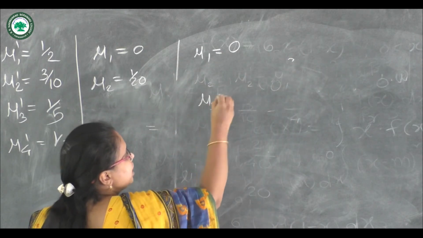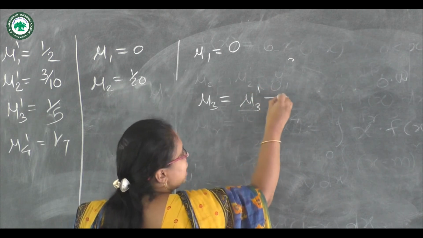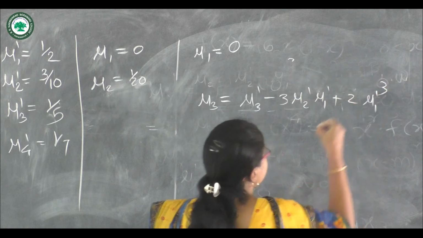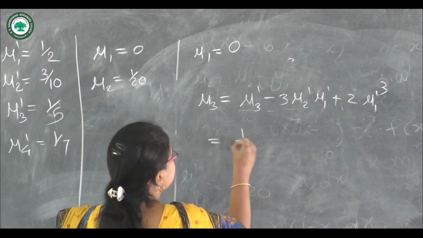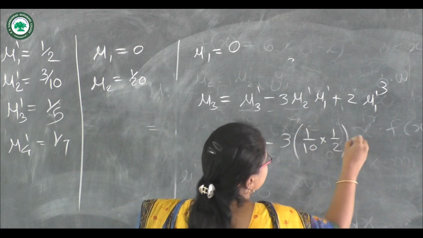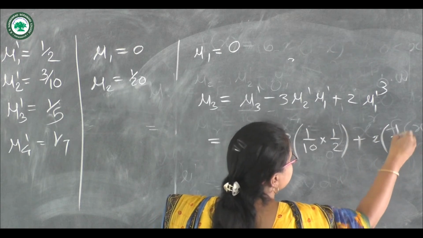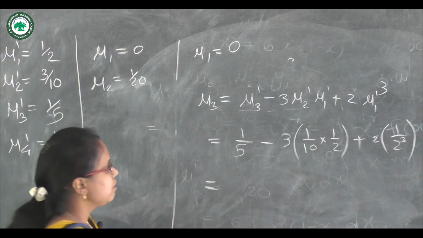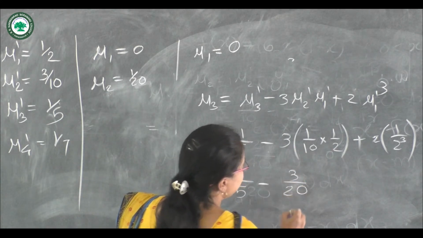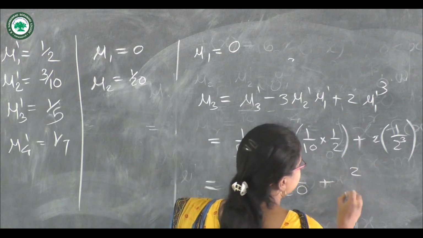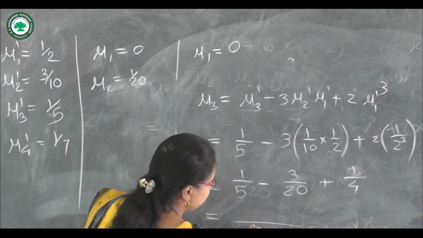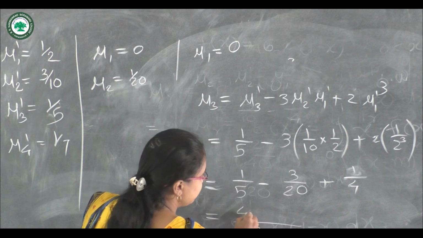The formula for mu 3 is mu 3 dash minus 3 times mu 2 dash mu 1 dash plus 2 times mu 1 dash cube. Here mu 3 dash is 1 upon 5 minus 3 into 1 upon 10 into half plus 2 into 1 upon 2 cube. Here we can solve this. So it is 3 upon 20 plus here 1 upon 4. So in this way we have taken LCM. It is 20.